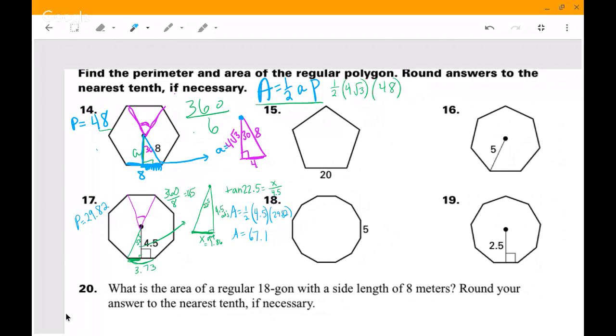I just have a question about 15. Okay. How would you go about solving it? Because would you use cosine, tangent, or like the special triangles? I don't know how you know what to use.